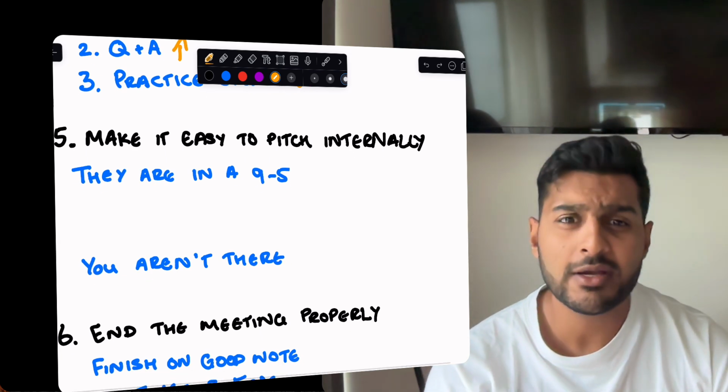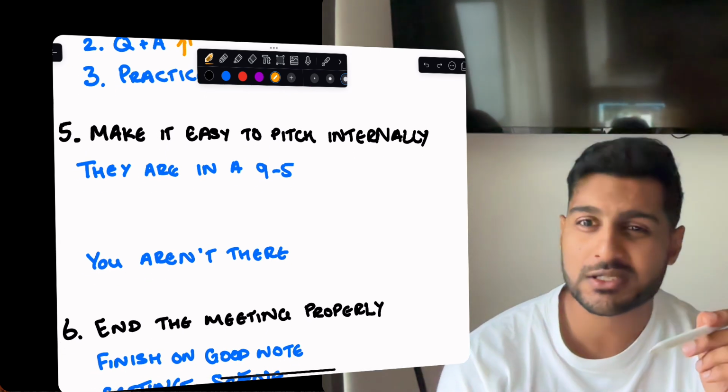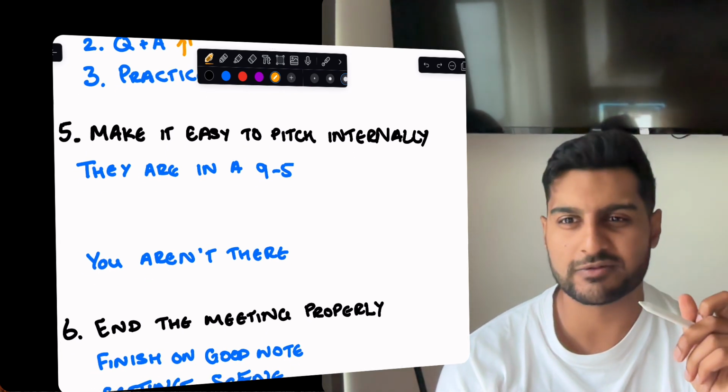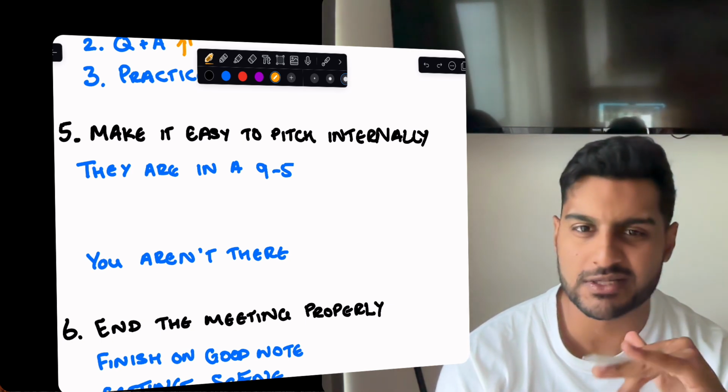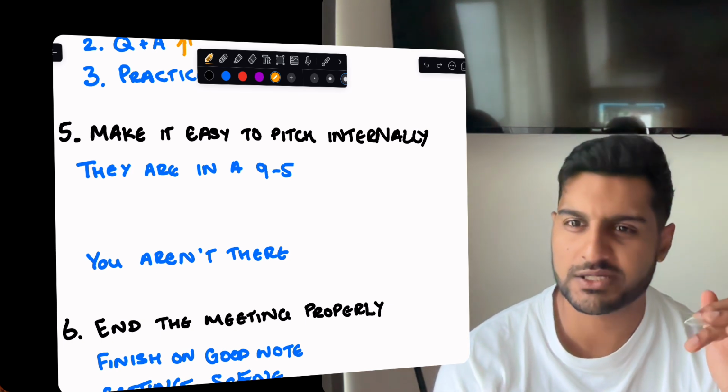So number 5, make it easy to pitch internally. This is specifically for VCs, right? This isn't just for angels, because angels are just going to obviously invest themselves. So this one's specifically for VCs. Everything else is just every single investor call you ever have.